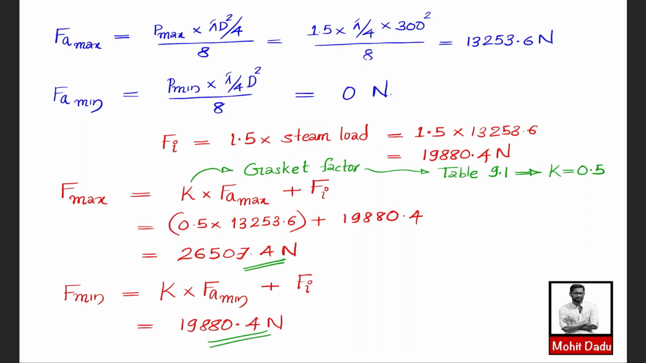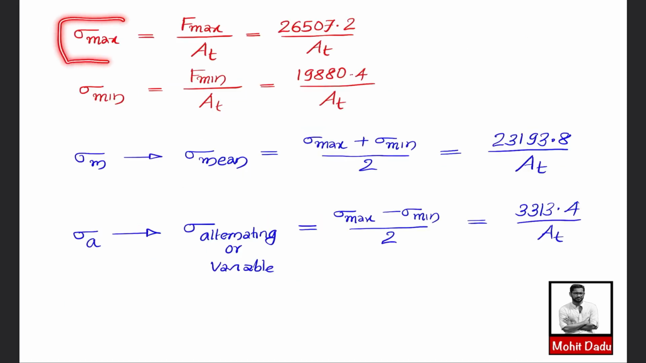Using this F max and F minimum, you can evaluate the stresses, that is sigma max and sigma minimum, by dividing these forces with the tensile area. So this tensile area will remain as the unknown, and finally you will be solving based on the fatigue failure theories. So here you can evaluate the maximum stress as sigma max equal to the maximum net load F max divided by At, where At is the tensile area which we are using for the design of the bolt.